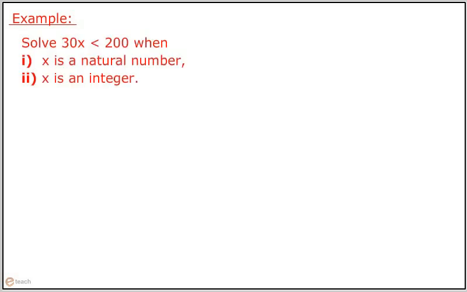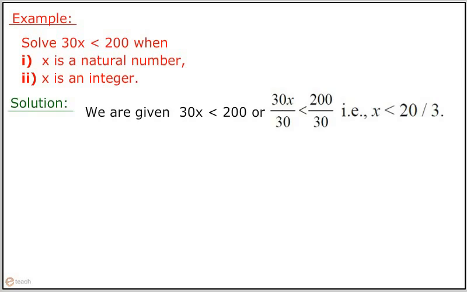Example: solve 30x less than 200 when x is a natural number and x is an integer. Let us see the solution. We are given 30x is less than 200, or 30x by 30 is less than 200 by 30. That is, x is less than 20 by 3.